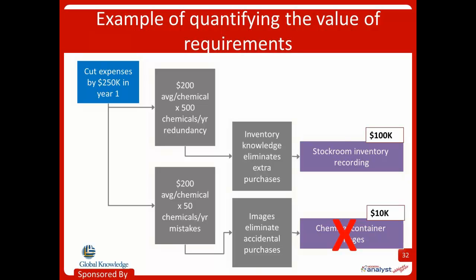Second feature, similarly in this case, the images are going to help the user so they don't make accidental purchases because they're going to be able to see it. They're going to recognize the container and be like, yeah, that's the thing I need. But what we learned is that this only happened about 50 times per year, okay? So $200 still average per chemical, and I only do it 50 times a year. Well, there you go. My benefit's much, much smaller, okay? So just looking at these two features alone, one of them contributes to our overall objective significantly, the other doesn't. So it seems pretty obvious in this case we would probably build the stockroom inventory recording feature, but we would cut the container images feature, right?